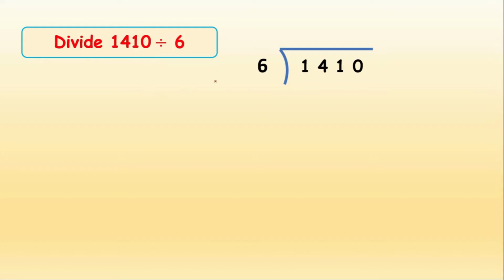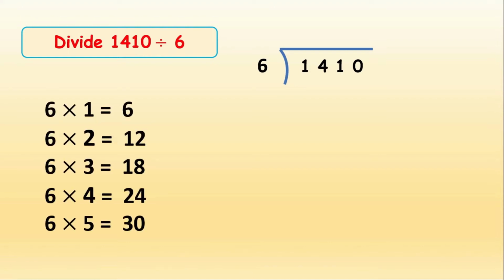Okay, so now find multiples of divisor 6. What do multiples mean? We want the times table of 6, up to 5. And if we need more than 5, we will continue. Got it? So let's revise the times table of 6.